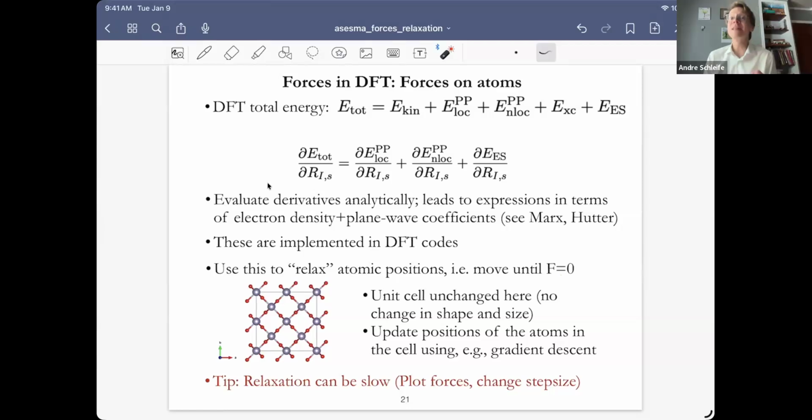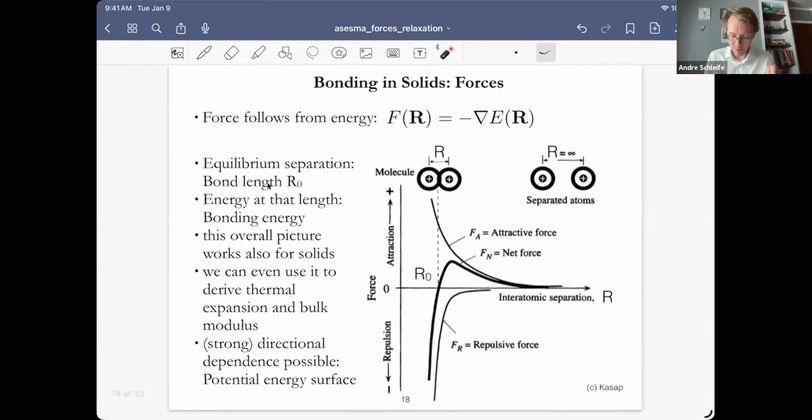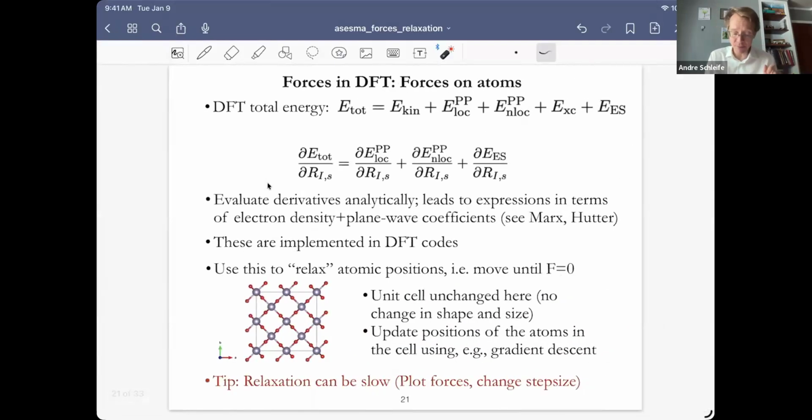Okay, so when you relax forces, what you do is you're finding the point where the force is 0. Now, how would you do that? Well, you just change the positions of the atoms until the force that DFT spits out is 0. That process is called relaxation, or relax atomic positions. You move the positions of the atoms until the force is 0, because when the force is 0, then you're done. That's what the equilibrium positions are.